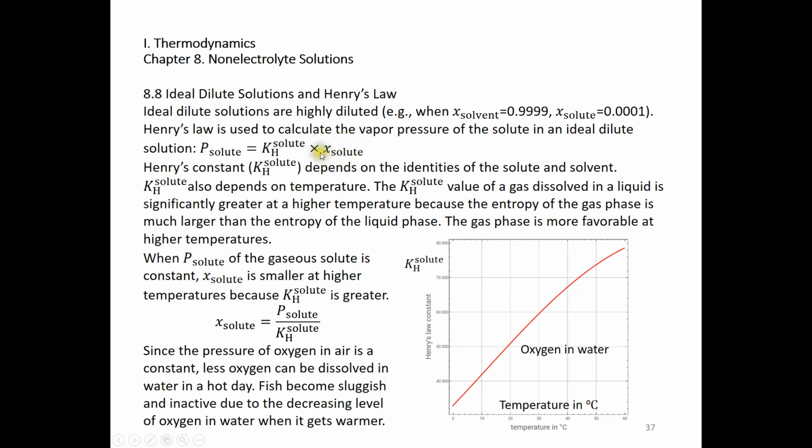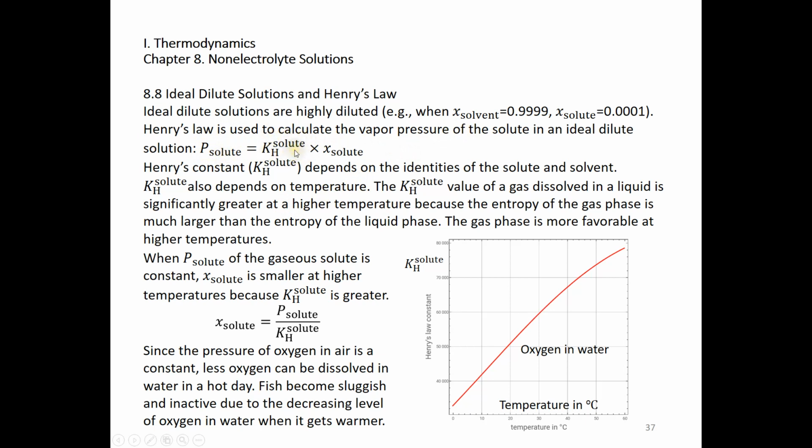Therefore, we have a smaller mole fraction of oxygen in water. So in water, we have less oxygen dissolved. Of course, we also have less nitrogen dissolved in water, but fish, I think, mostly need oxygen. And in a hot summer day, the partial pressure of oxygen is still 0.2 bars, no change.